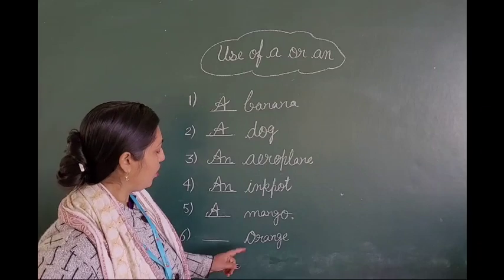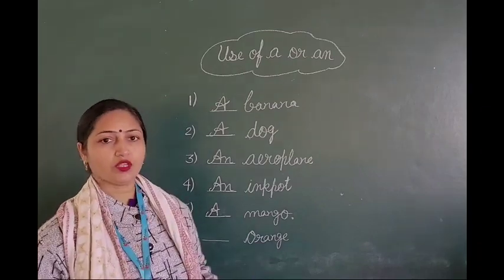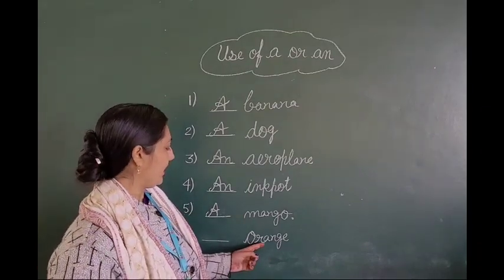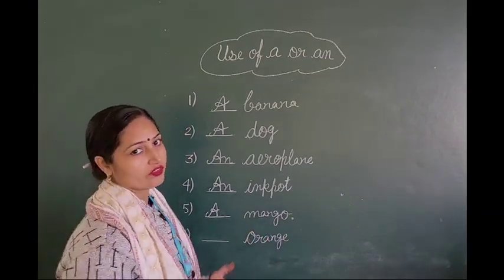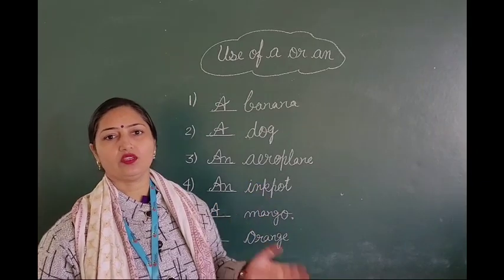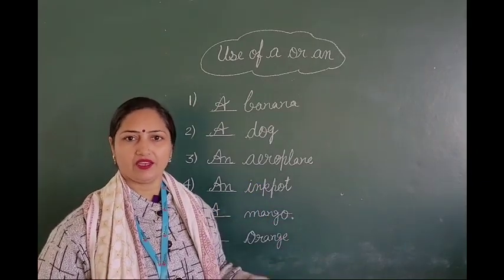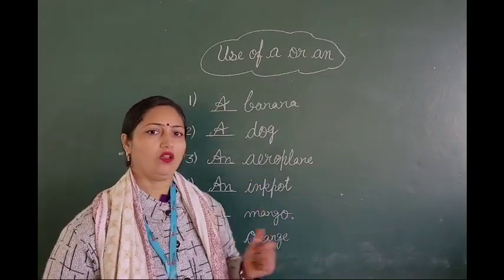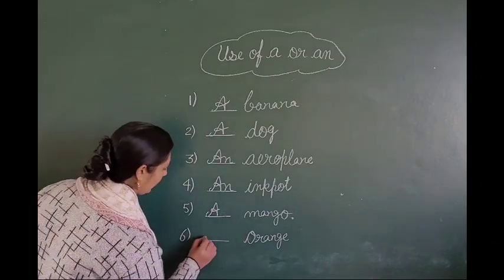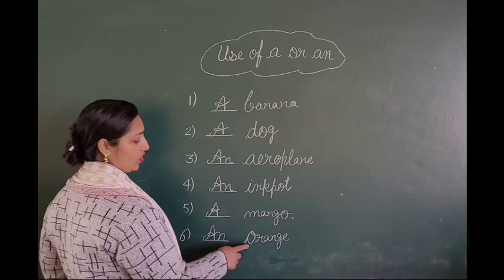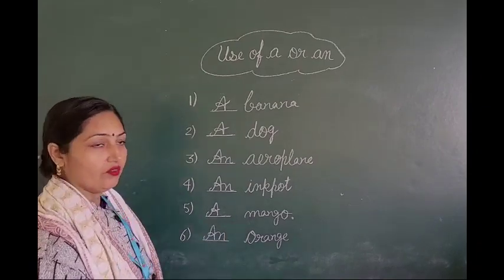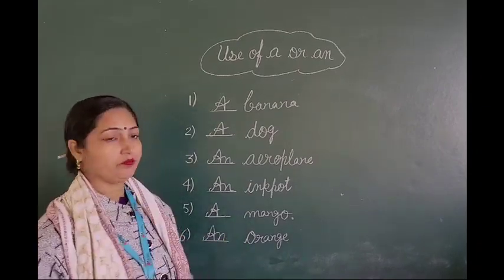Next is orange. O-R-A-N-G-E, orange. And O is a vowel, so we use AN before a vowel. An orange.